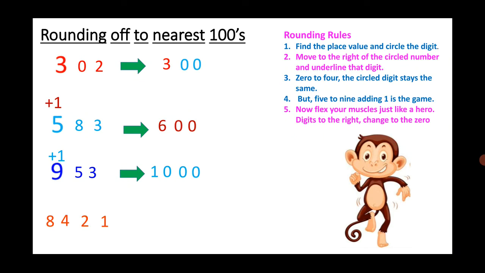Now next number I have 8421. Okay, now in the 100th place again we have 4. So I am going to circle this 4. Now to the right of 4 I have 2. So 2 again is smaller than 5. So what we need to do? We need to leave 4 as it is. So my number will become 8, and 4 will remain 4, and this 2 will turn into 0, and this 1 will also become 0. So my number 8421 has been rounded off to 8400.